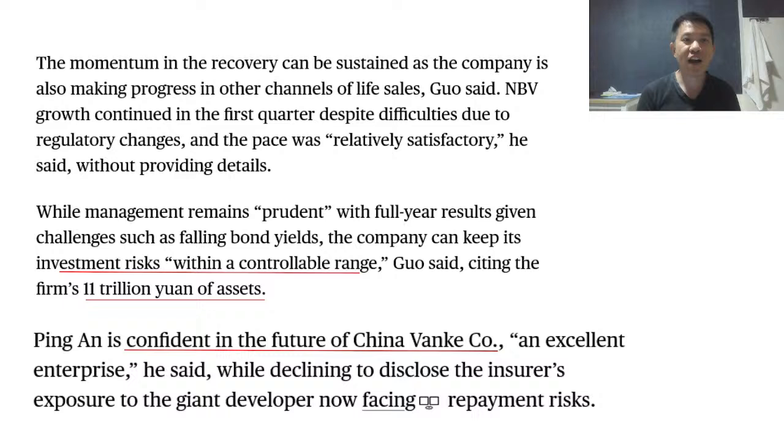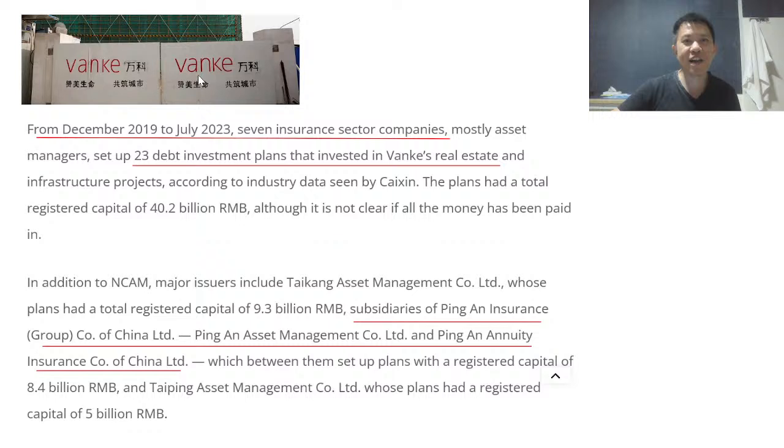Do they need to bail out Country Garden? So now there's another rumor. Do they have to bail out Wanke, or Vanke? So it was asked by the interviewer what is Ping An's exposure to Wanke, but he declined to give the details. He said that he's confident in the future of Wanke. So Wanke is a state-backed developer, or is CCP owned. So Wanke, right, it's now facing some sort of danger. It hasn't defaulted yet, but there are rumors that it might default. So this is government backed.